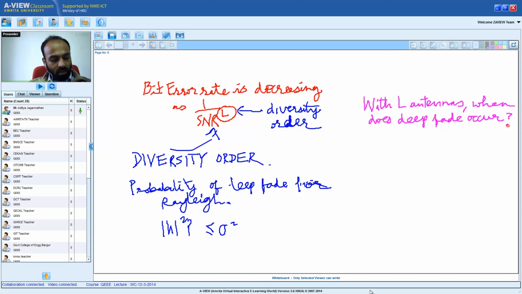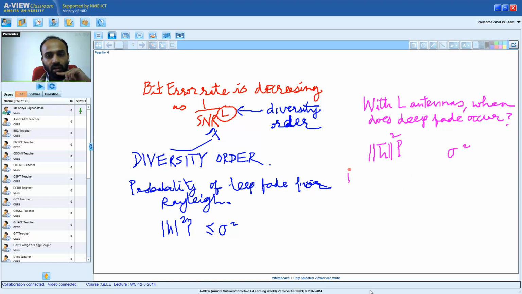Of course, the deep fade is when the received signal power is less than the noise power. So can someone tell me when we can say the system is in a deep fade in the wireless system with L antennas? Yes, PSG is giving me the correct answer. The SNR at the receiver, the signal power after combining, is norm h bar square P, and the noise power is sigma square.